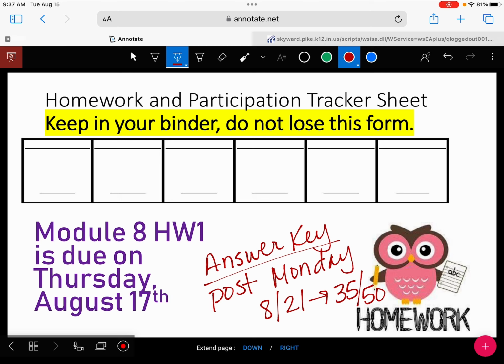So to get a 50 out of 50, you need to have it and show it to me. I'm going to walk around during bell work time on Thursday and also on Friday, and I'll stamp your purple sheet. All right, any questions about how we're doing homework?